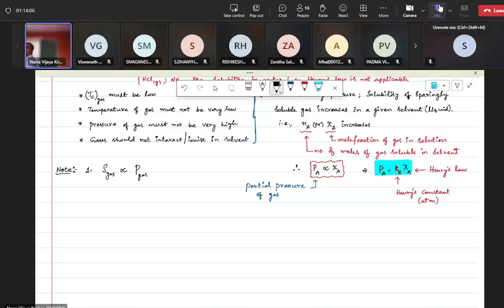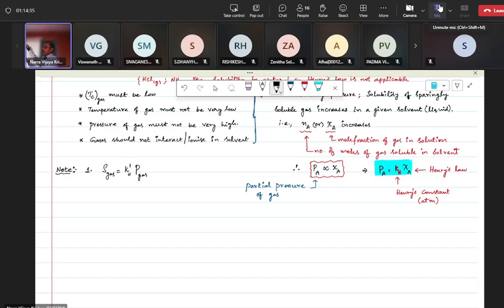The meaning is same only, no? On increasing pressure, solubility increases. Therefore, I am writing solubility of gas is directly proportional to pressure of gas. Nothing wrong, no? So I am removing the proportionality sign and writing equals proportionality constant KH prime. Now, what is KH prime? Henry's constant only.